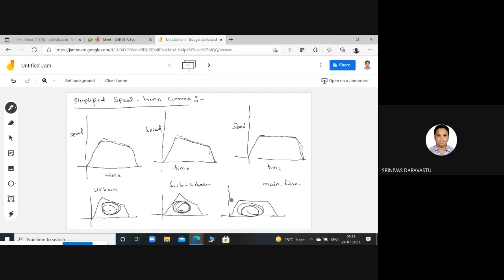The maximum speed of the train is Vm. Now since the area of the speed time curve represents the total distance traveled, the areas of these two curves will be the same. That is the total distance traveled by the train.